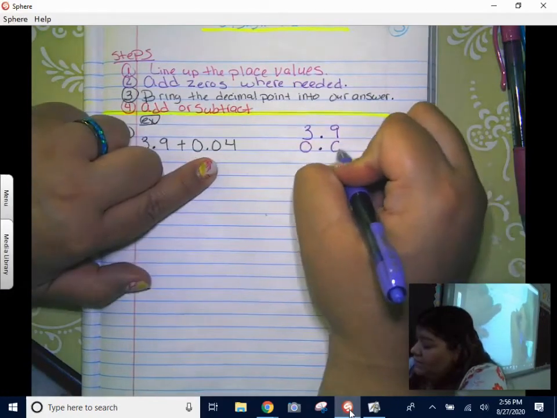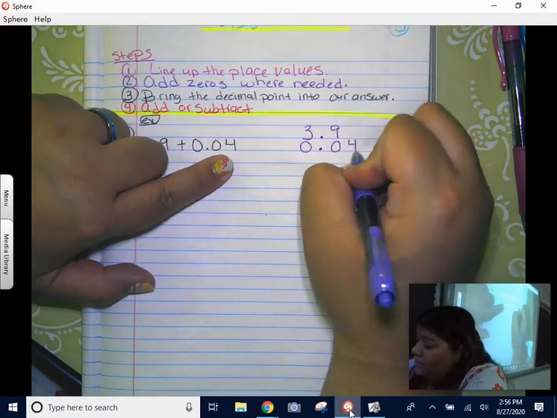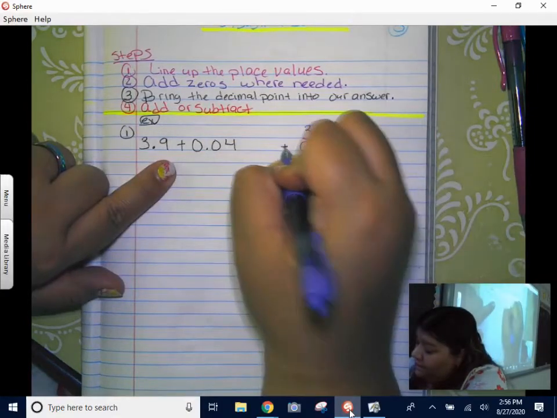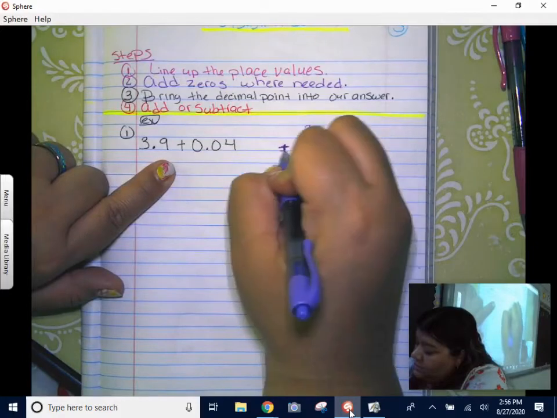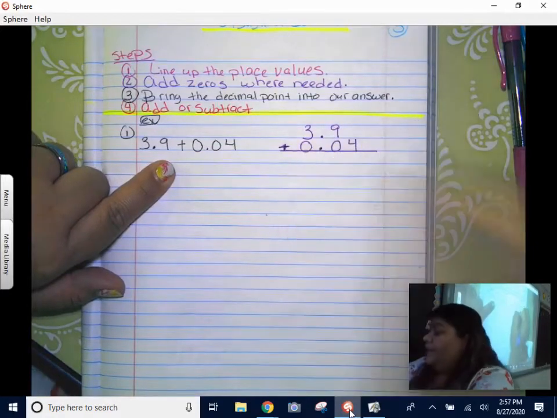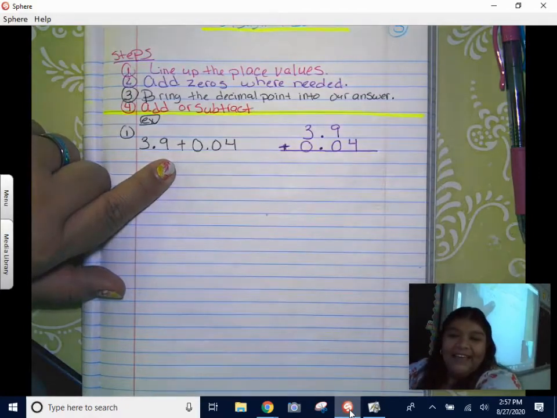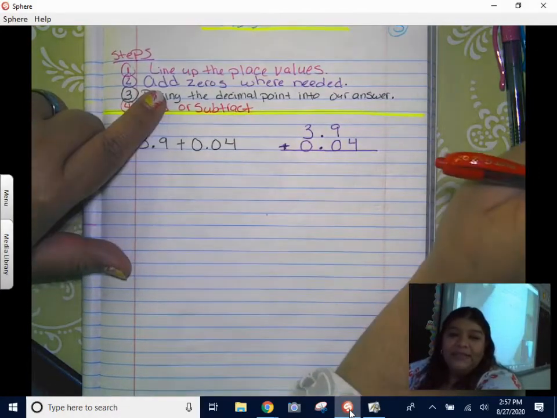The 0's in the tenths, and the 4 is in the hundreds. Okay, and just to remind myself, we are adding. So there's my addition symbol and my line. Okay, so pretty. Okay, next, step 2, add zeros where needed.